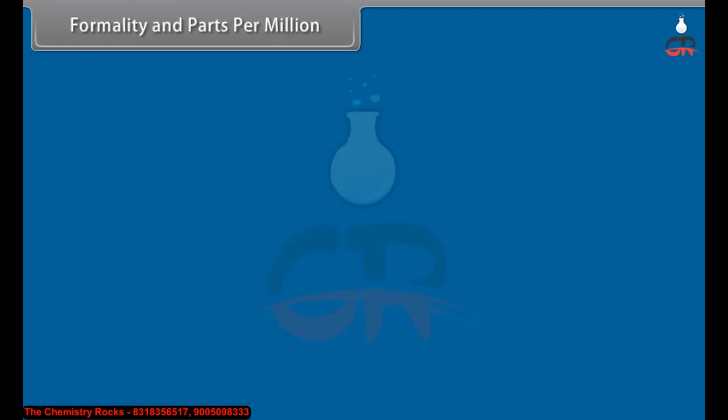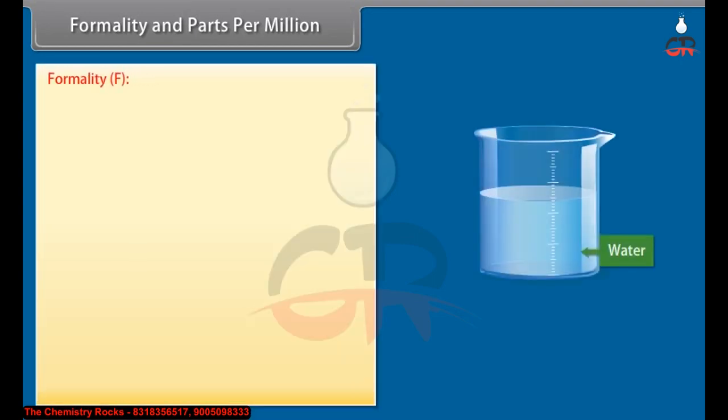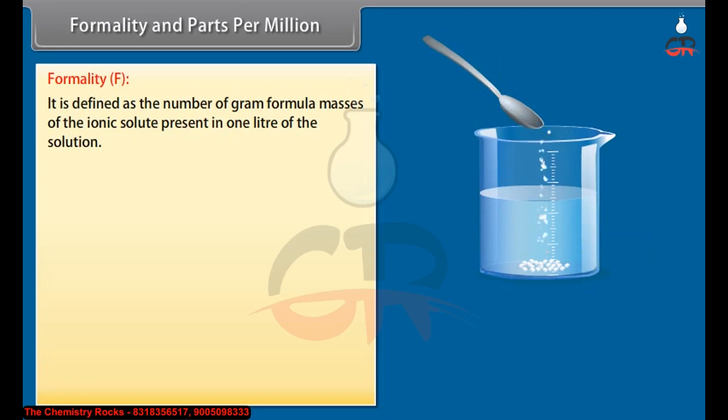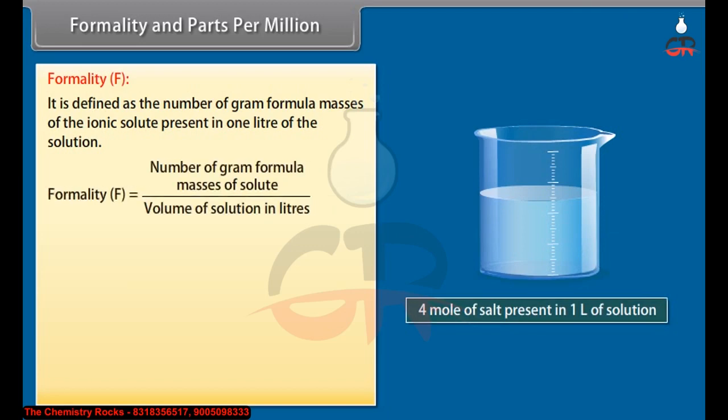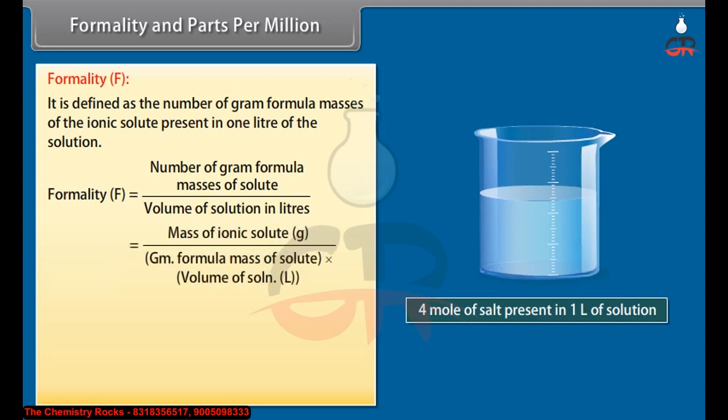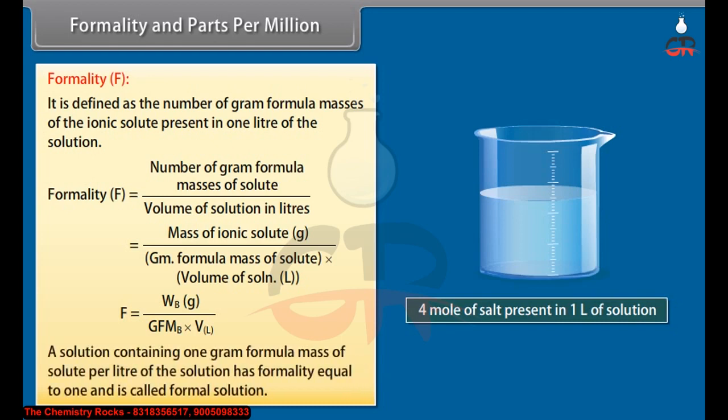Formality and parts per million. Formality. It is defined as the number of gram formula masses of the ionic solute present in 1 liter of the solution. It is represented by F. Mathematically, formality F is equal to WB in grams divided by the product of the gram formula mass of B and the volume of solution in liters. A solution containing 1 gram formula mass of solute per liter of the solution has formality equal to 1 and is called a formal solution.